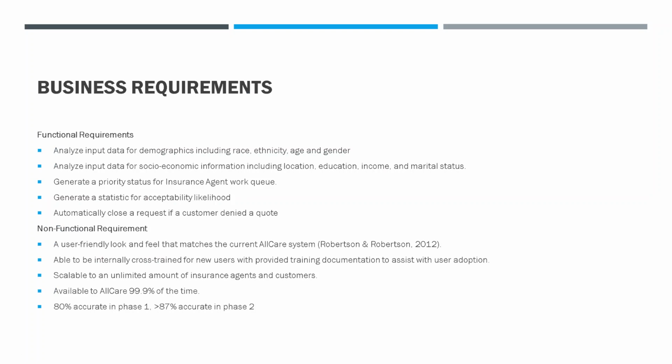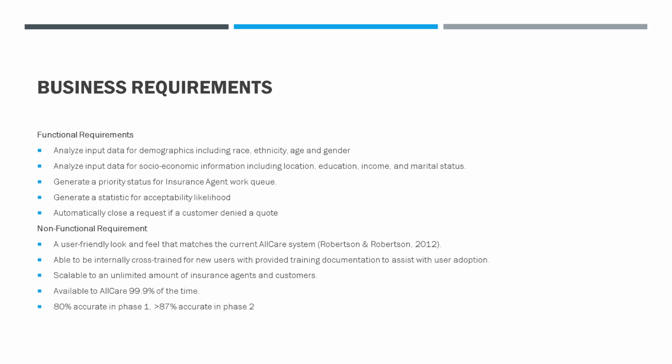Some of the business requirements I identified: the system should be able to analyze input data for demographics including race, ethnicity, age, and gender, analyze input data for socioeconomic information including location, education, income, and marital status, generate a priority status for the insurance agent in their work queue, generate a statistic for acceptability likelihood, and automatically close a request if a customer denied a quote.